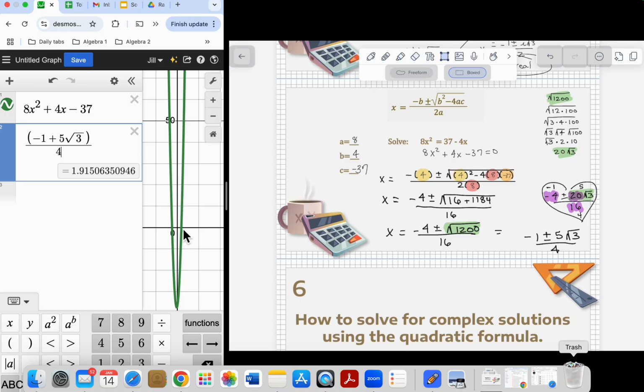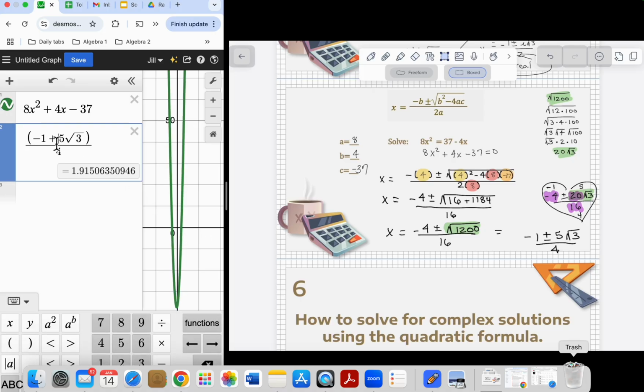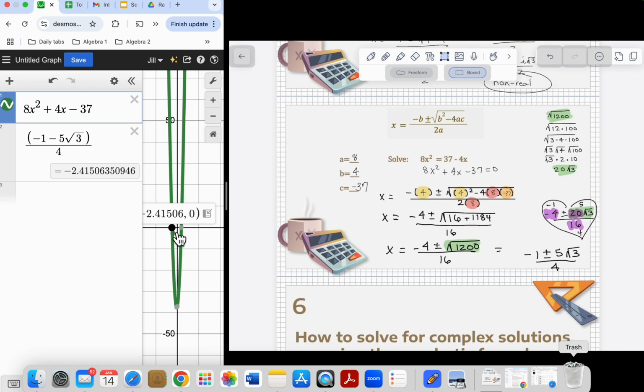So you can see there that one of my solutions is 1.91506, which is what negative 1 plus gives us. Negative 1 minus gives us negative 2.41506. And so I can rest assured that my algebra is sound because it agrees with my graphical solution.